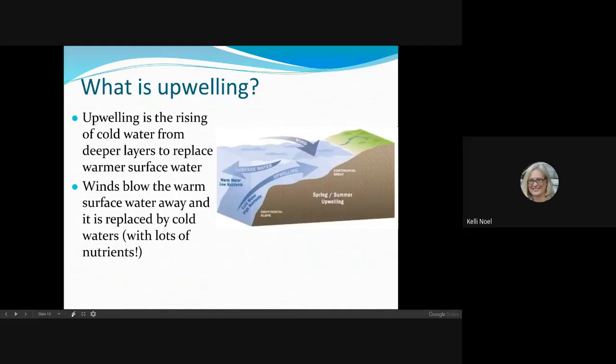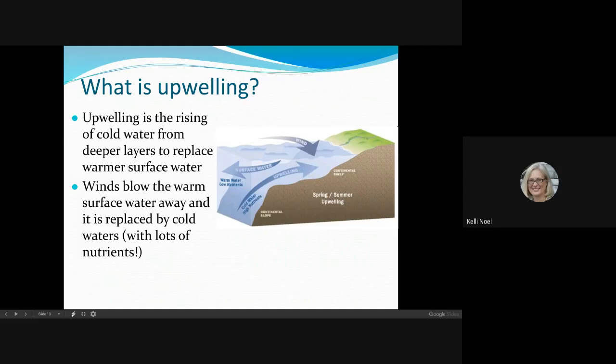Upwelling. This is where cold water from deeper layers replace warmer surface water. And so when this happens, it's bringing food that, I'm trying to remember if it comes right, it's coming, cold water is moving up. And so the warm water that may have less nutrients, so the cold water is bringing nutrients up and pushing the surface water down. And this is where places where there's upwelling, you're going to have a lot of fish there because that's where a lot of the nutrients is going to be.